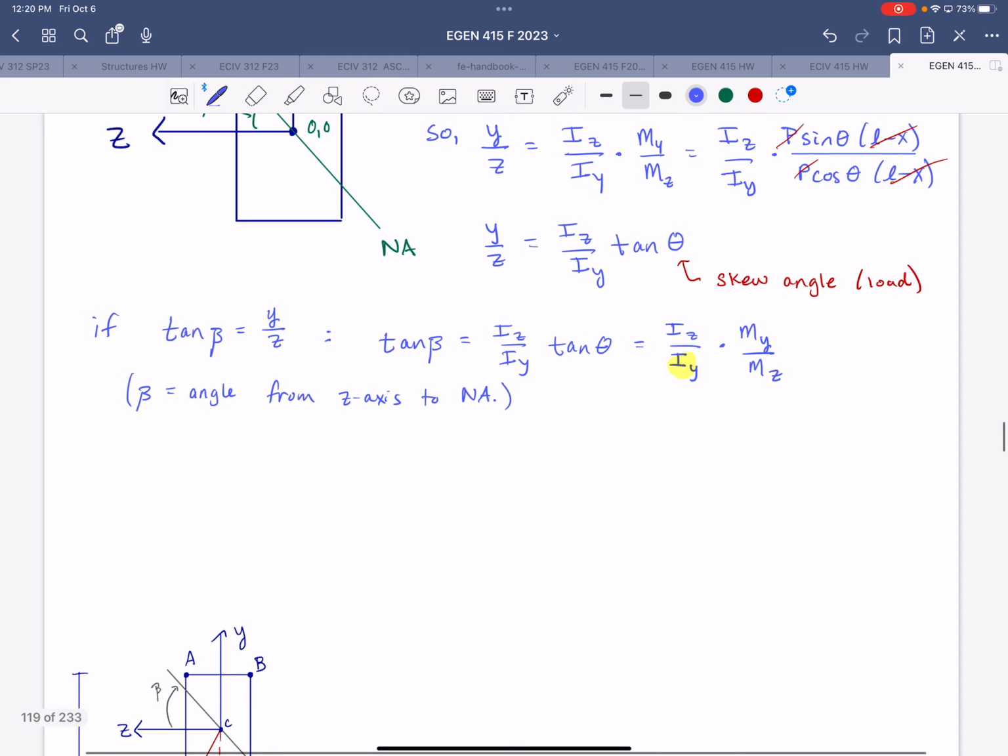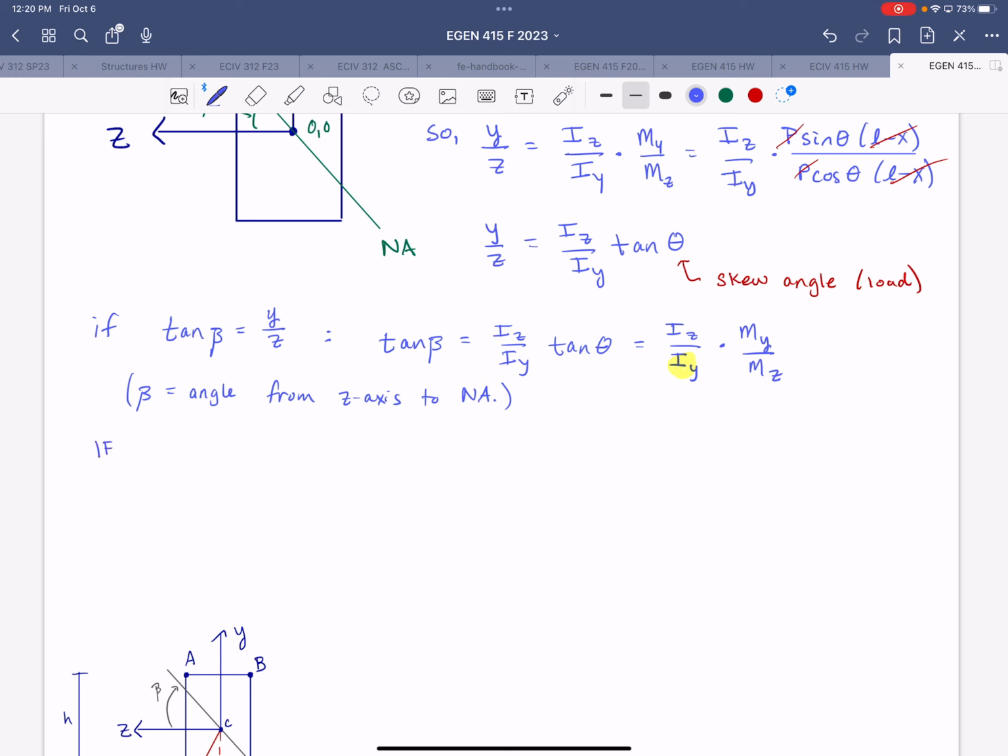All right. So if Iz and Iy are the same, an example of that would be a square cross-section, then the neutral axis would be perpendicular to the applied skewed load. All right, so the skew would be the same, just with respect to different axes.